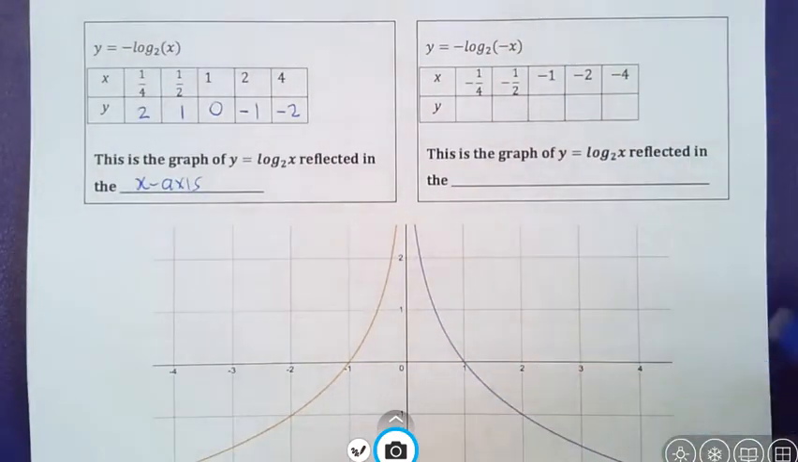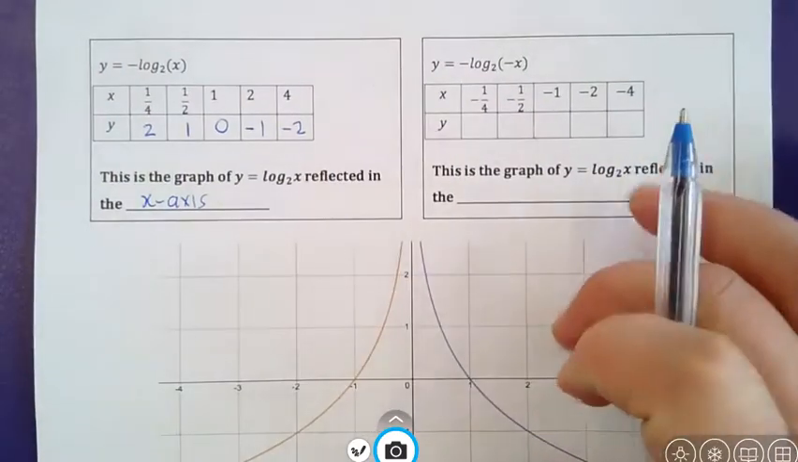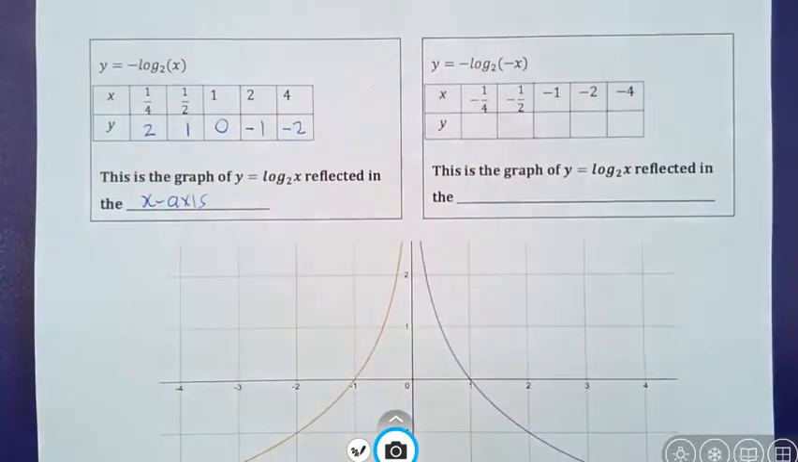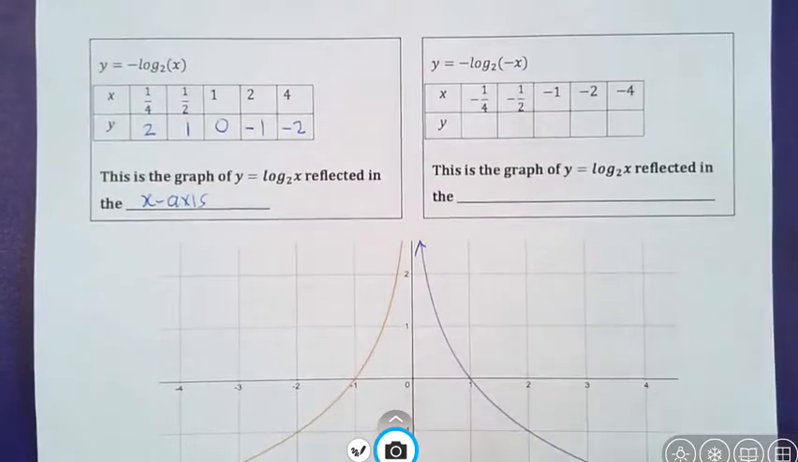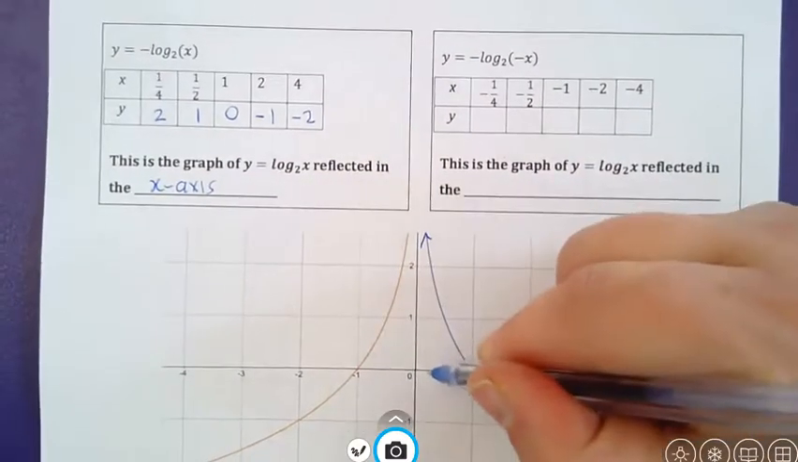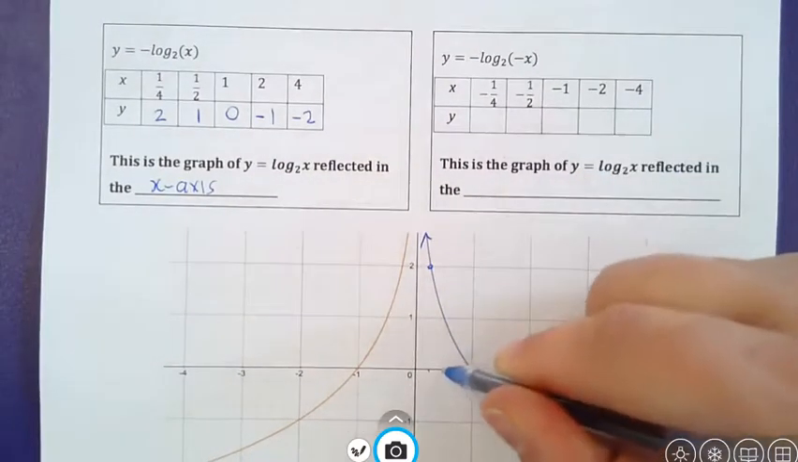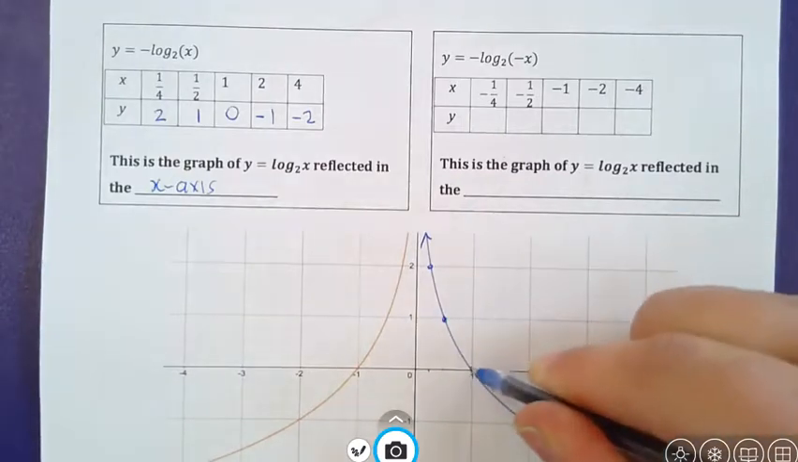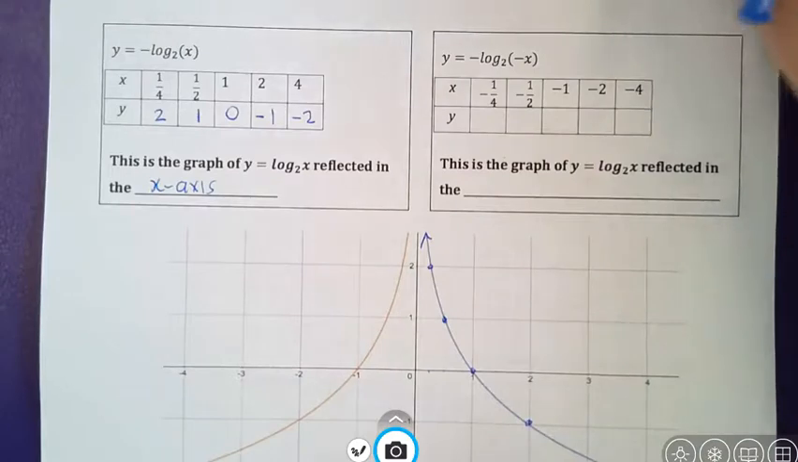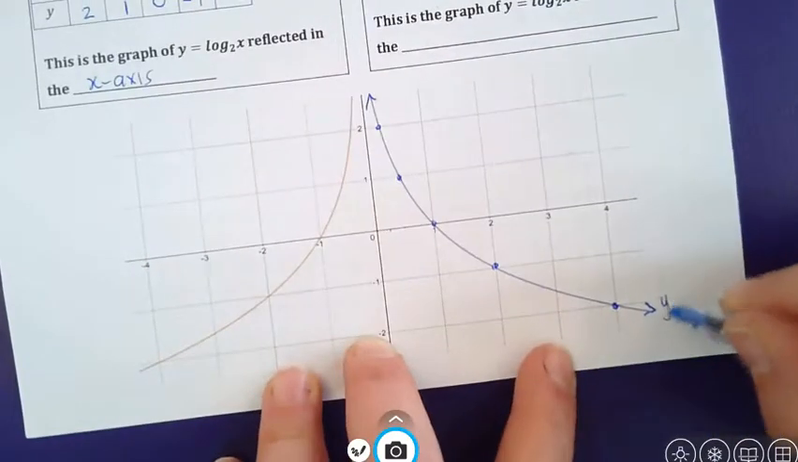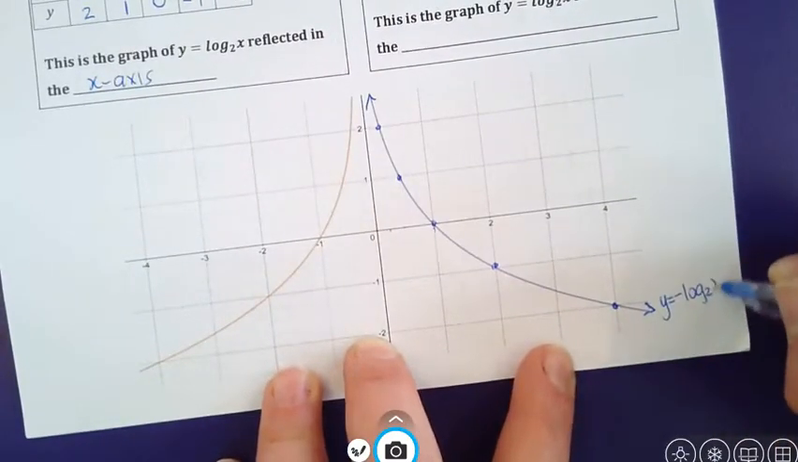It's the purple graph. Look, what I might get you to do over here, because it's a bit hard to tell now, it's all getting confusing. Can you sketch? So if you're going to label this one, let's just plot our points. When you've got a quarter, it's 2, a half is 1, 1, 0, 2, negative 1, and 4, negative 2. This one is y equals negative log to the base 2 of x.